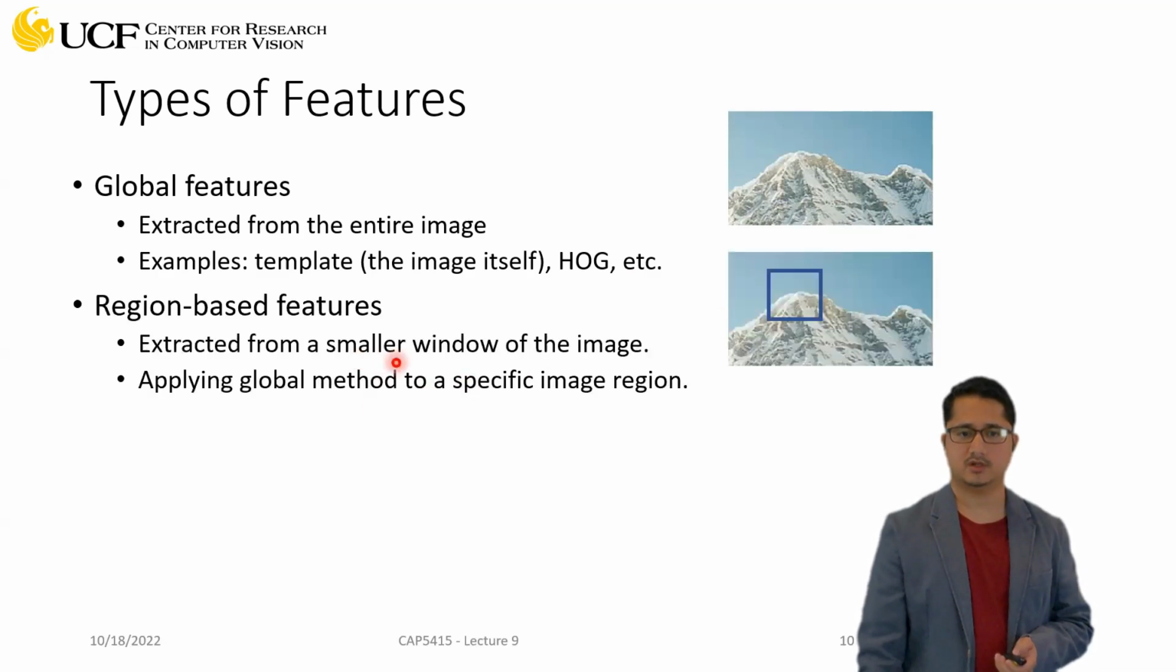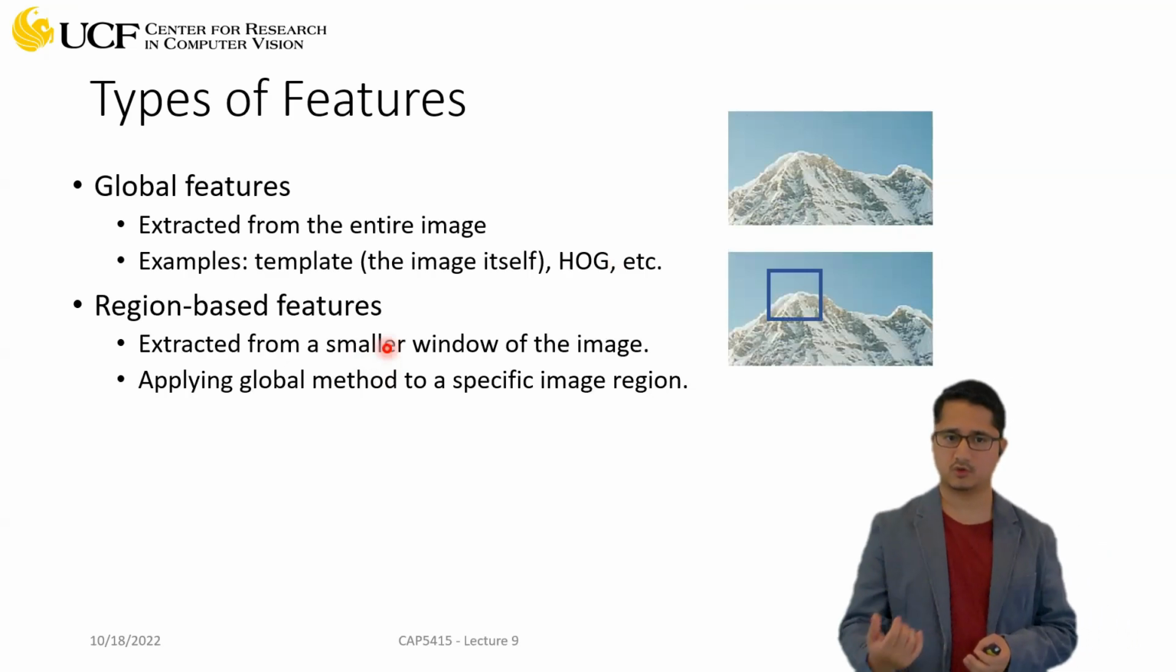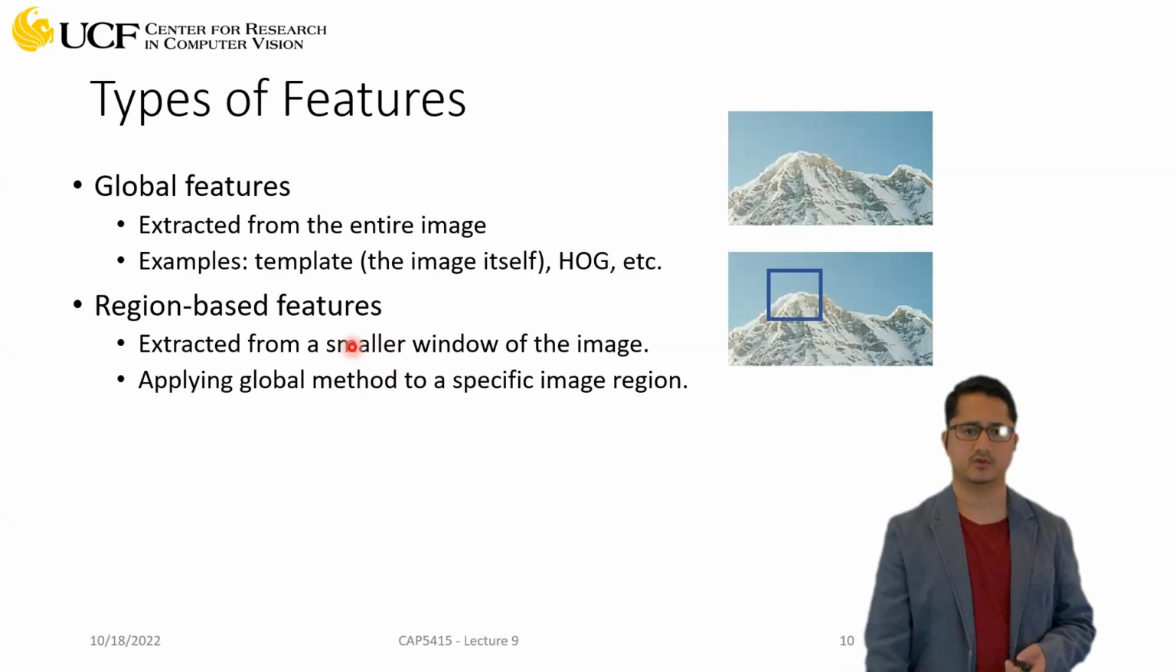The second variation, as I said, is local features. Before going there, we have something intermediate, which you can call region-based features. And the idea is, in this case, you're not looking at the full image. So you don't have the bigger picture.